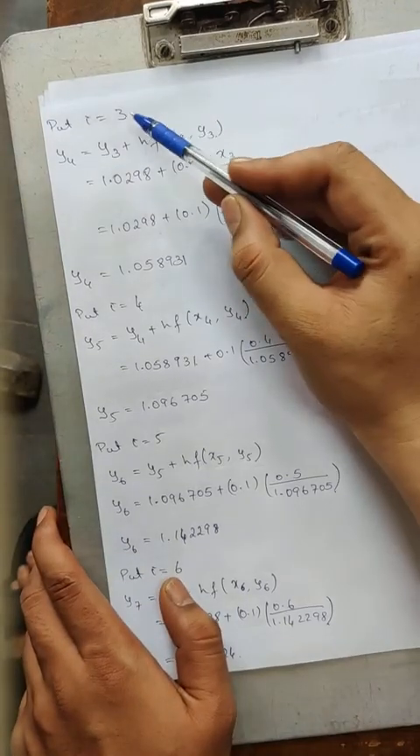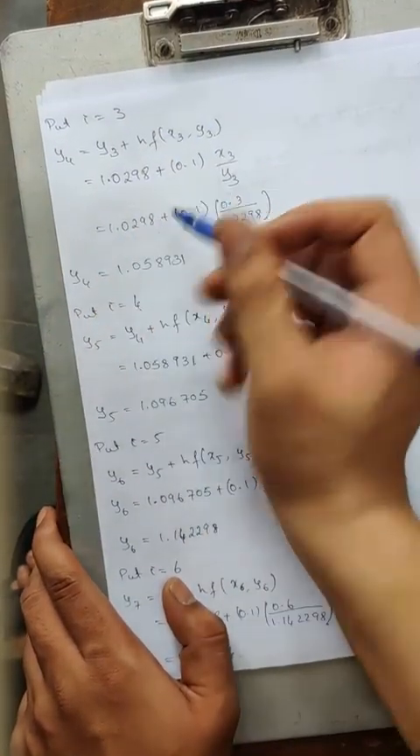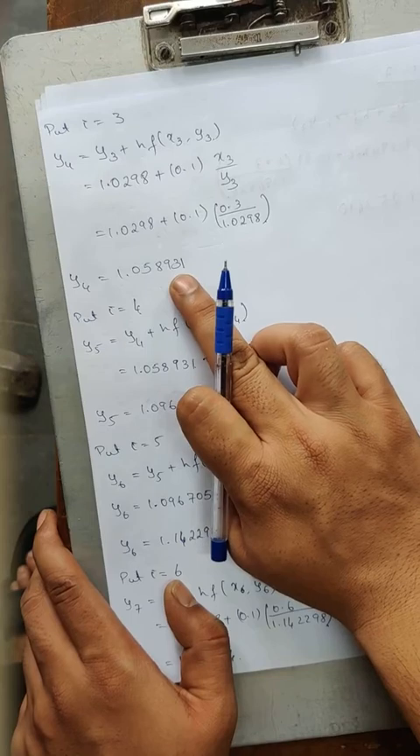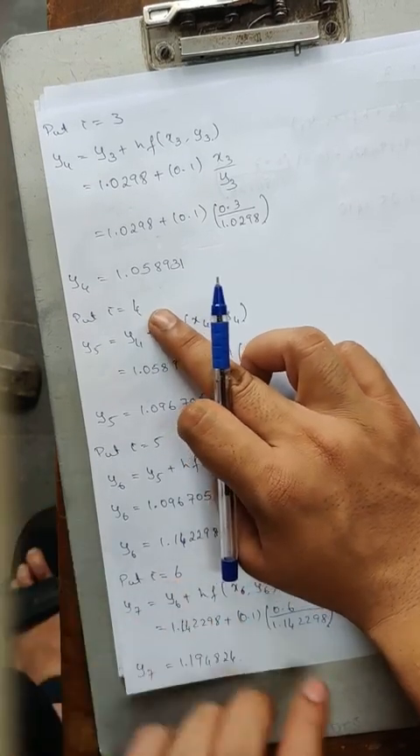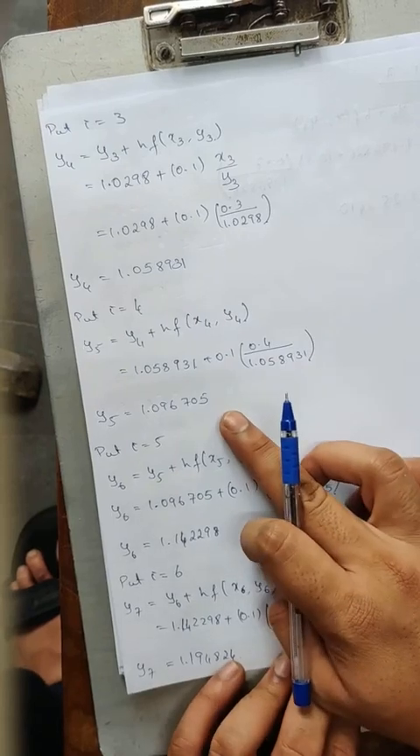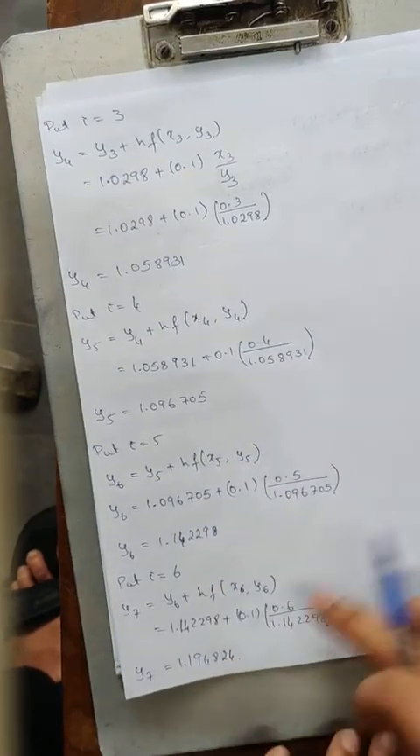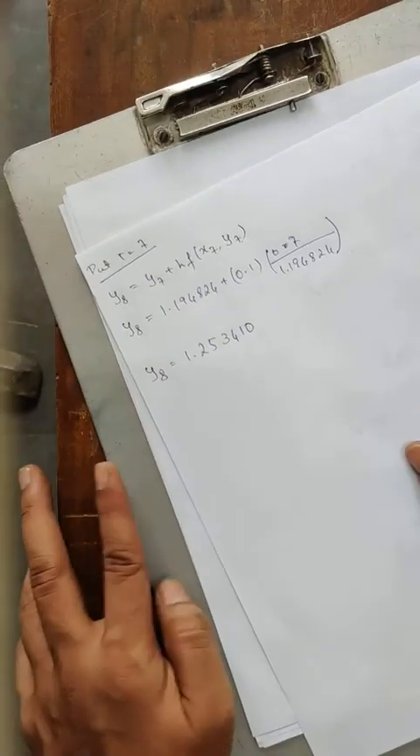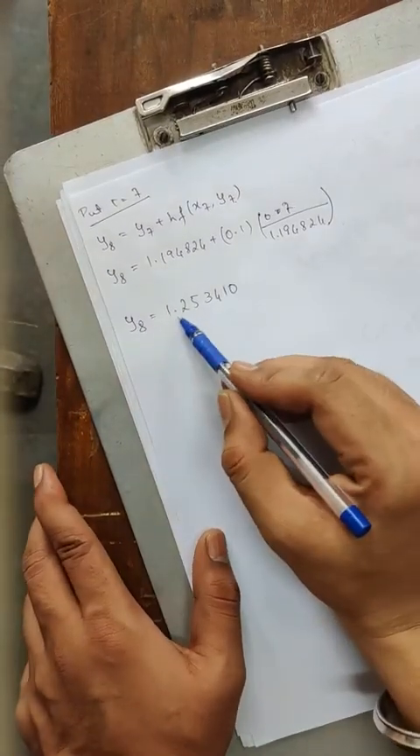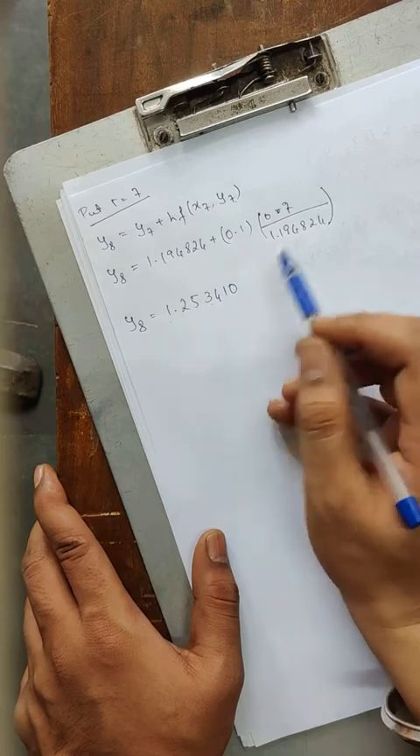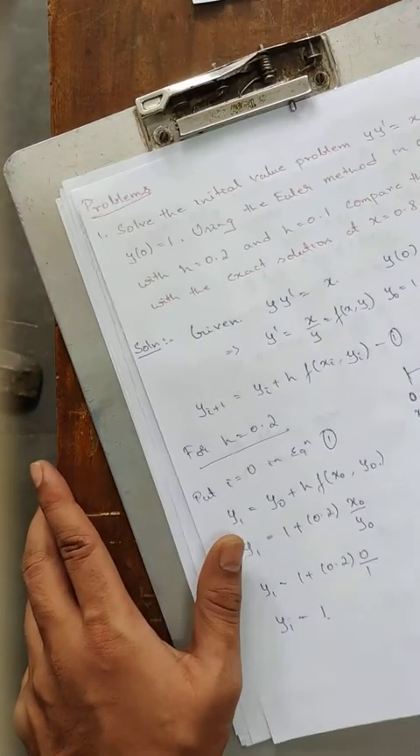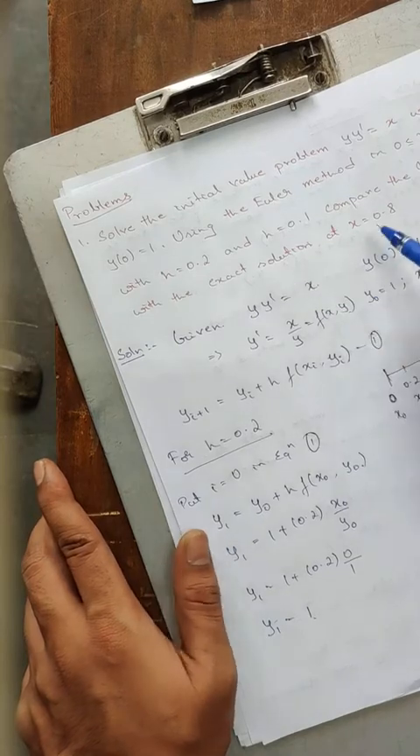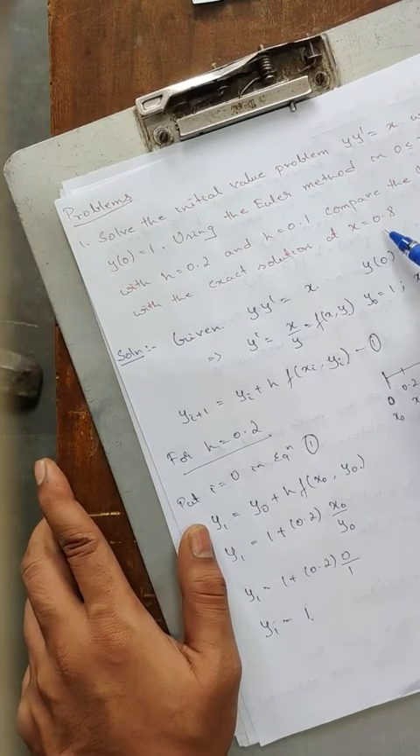So for i is equal to 3, we have found out y4, which is 1.058931. For i is equal to 4, I have found out y5, and similarly y6, y7, and also y8, which is 1.253410. So according to our given problem, we are supposed to find out at x is equal to 0.8.